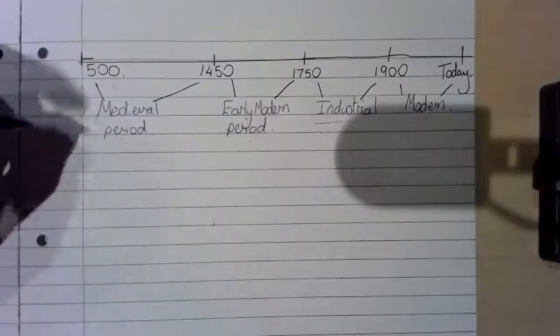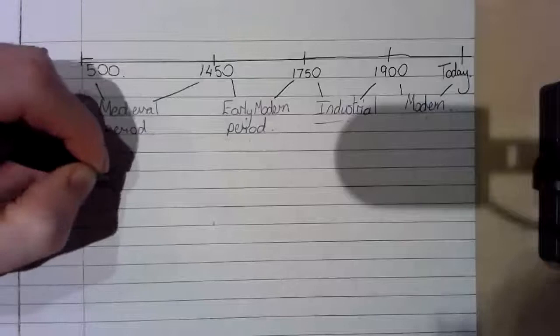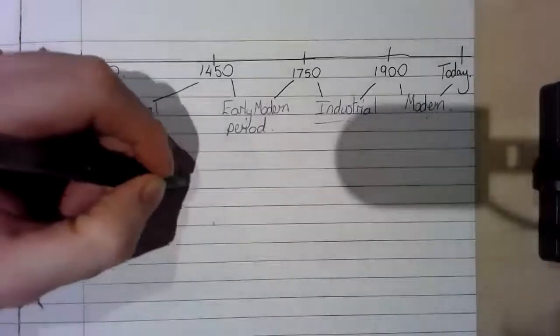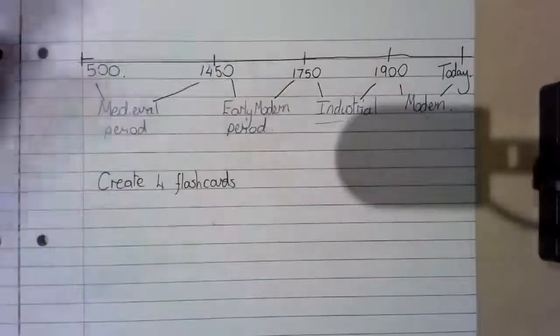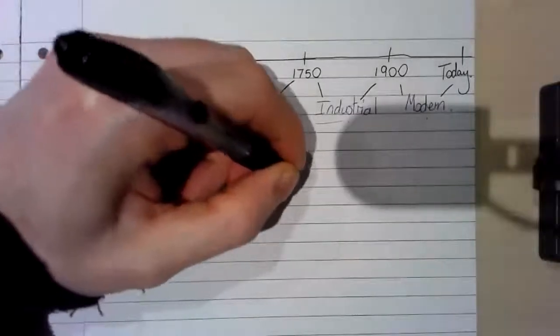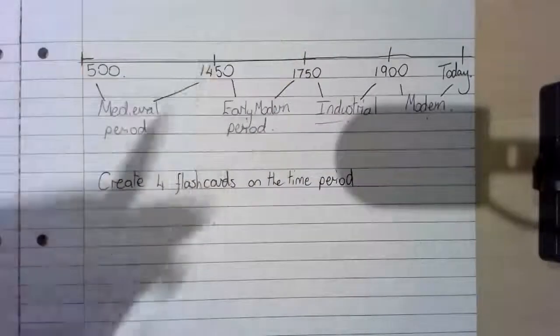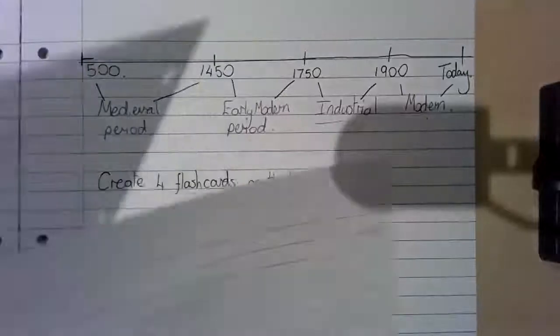Okay, now what I'd like you to do is actually start your revision. So I would like you to create 4 flashcards on those 4. So if you've got a card, absolutely great. If not, you've got some paper, so don't worry. So what I would do if I were you is I would get some paper.